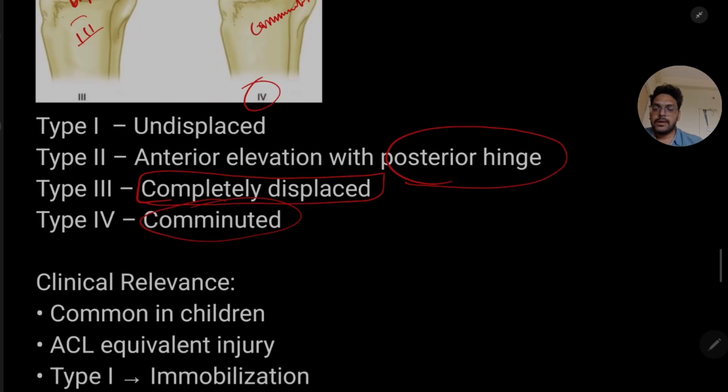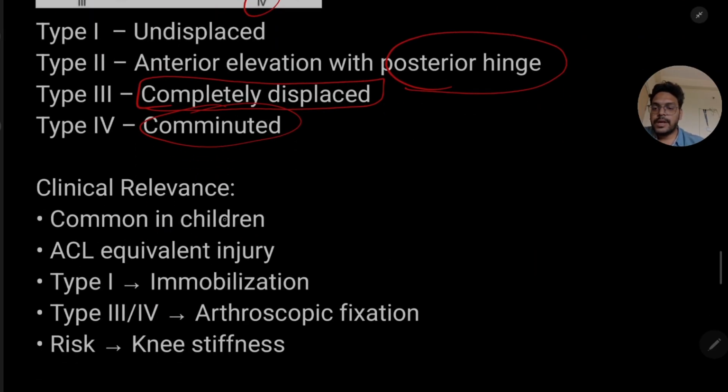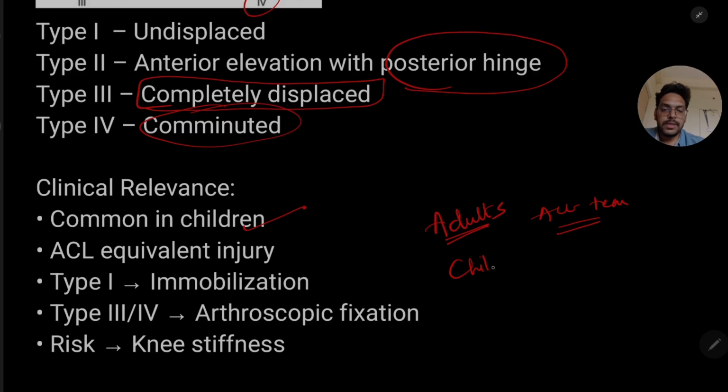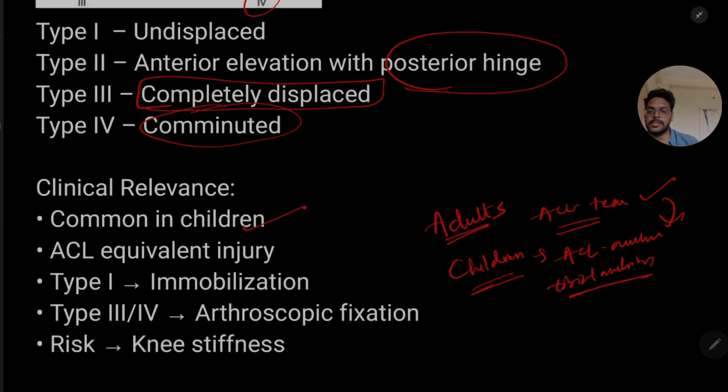The clinical relevance is that it is more common in children, and ACL avulsion is an equivalent injury to an ACL tear. In adults, there is no eminence avulsion; there is an ACL tear. In children the ACL is very taut, so the ACL will avulse from the tibial eminence. So tibial eminence avulsion is more common in children, and ACL tear in adults is similar.